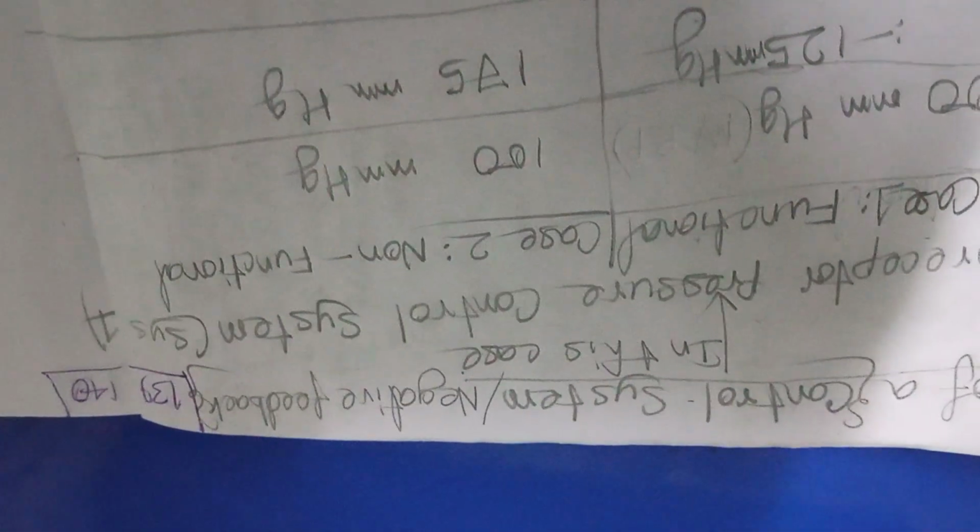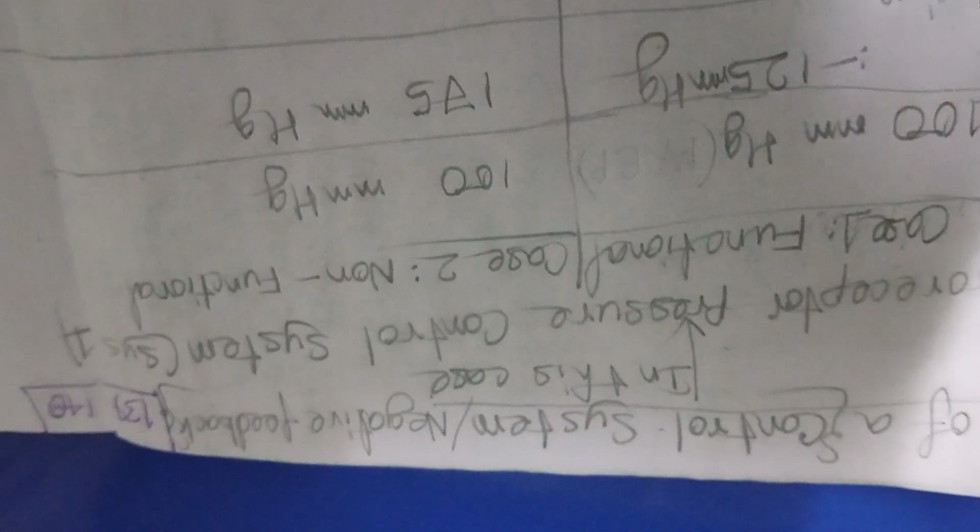Today's physiology video is about the gain of a control system. The gain of a negative feedback system can be calculated. The gain of a positive feedback system cannot be calculated because a positive feedback system has no gain. In this case we will consider the baroreceptor pressure control system, which we name system 1.